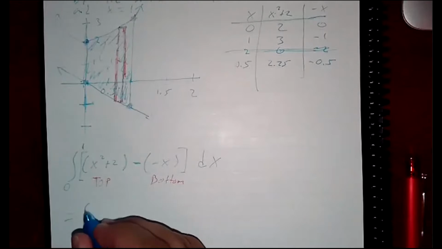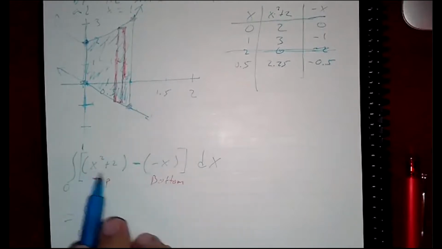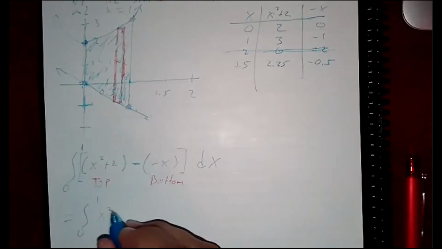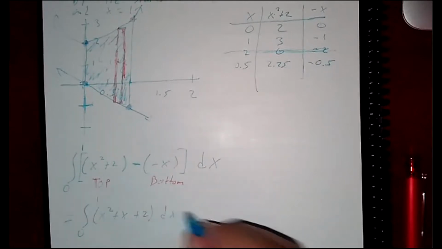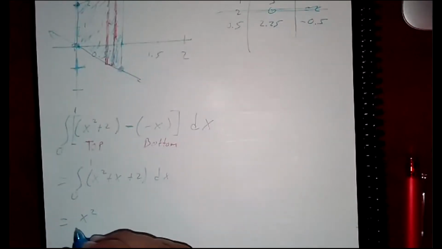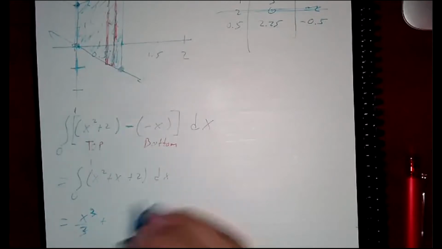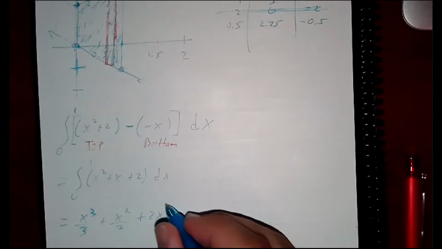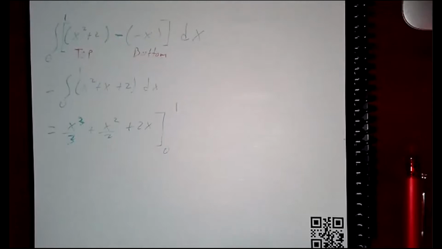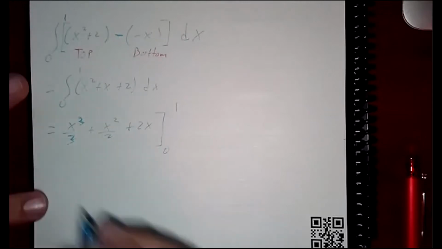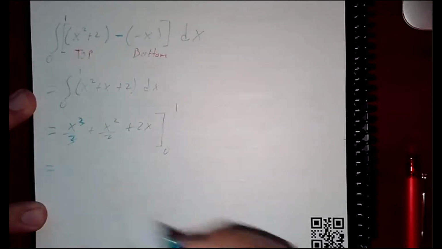So here we go, 0, 1. Minus, minus, this will become x squared plus x plus 2, dx. Integrate this and you will get x cubed over 3 plus x squared over 2 plus 2x from 0 to 1. Then you do your fundamental theorem of calculus stuff.